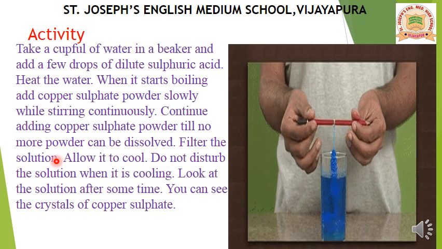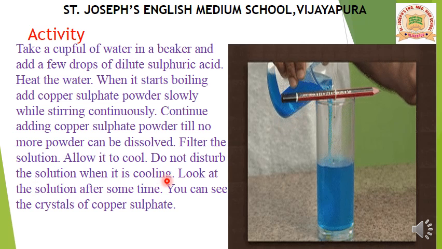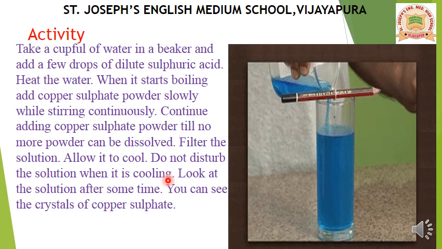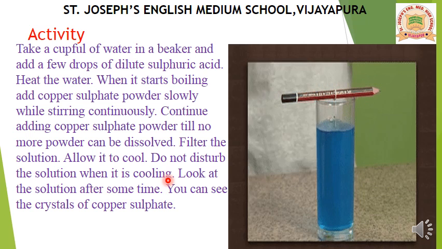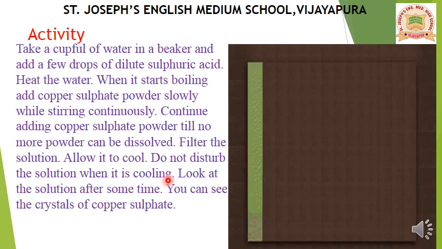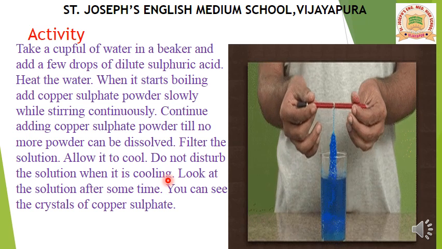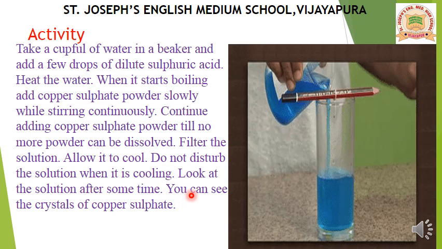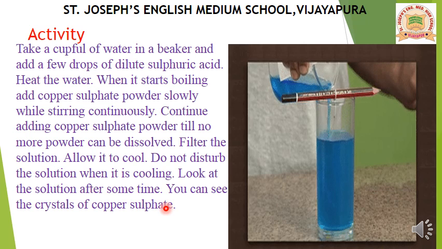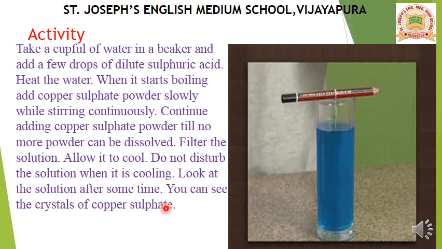Continue adding copper sulfate powder till no more powder can be dissolved. Filter the solution. Allow it to cool. Do not disturb the solution when it is cooling. We need to add as much copper sulfate powder as we can until it cannot be dissolved in the water. After that we need to allow it to cool. Look at the solution after some time. After some time we can see the crystals of copper sulfate. Copper sulfate powder turns into copper sulfate crystal.